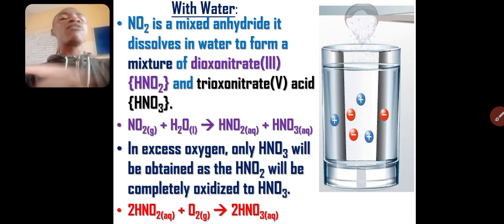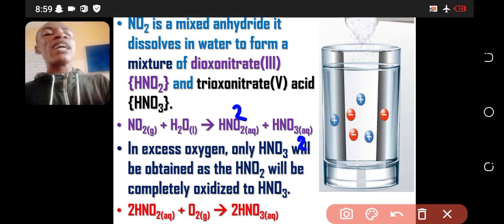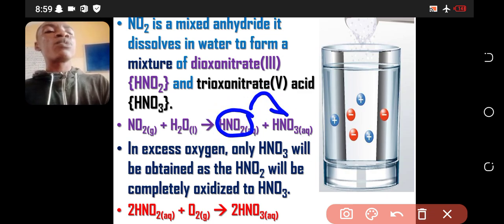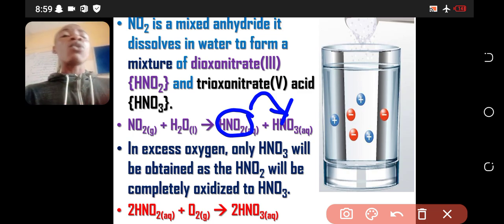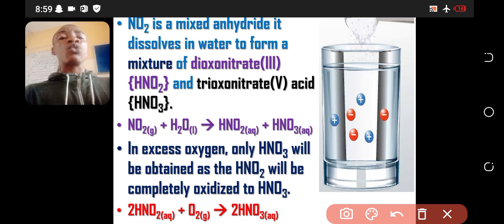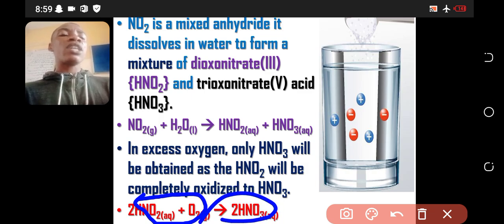The equation is given in the middle of the screen. If the oxygen is in excess, only HNO3 will be obtained, because the HNO2 that is formed here will be oxidized to HNO3. So in the presence of oxygen, you will not see HNO2 at all. It's because it will oxidize back to HNO3. As you can see here, HNO2 plus oxygen gives us HNO3.